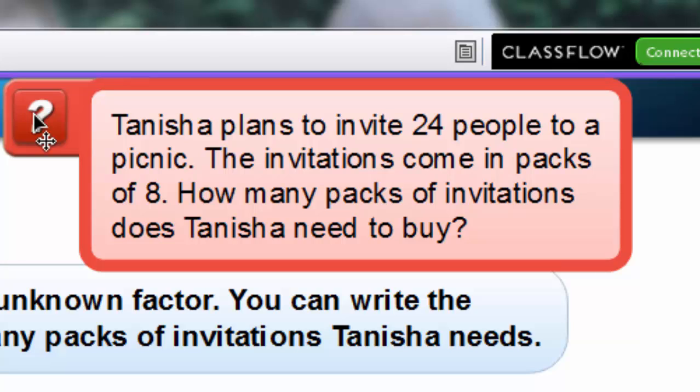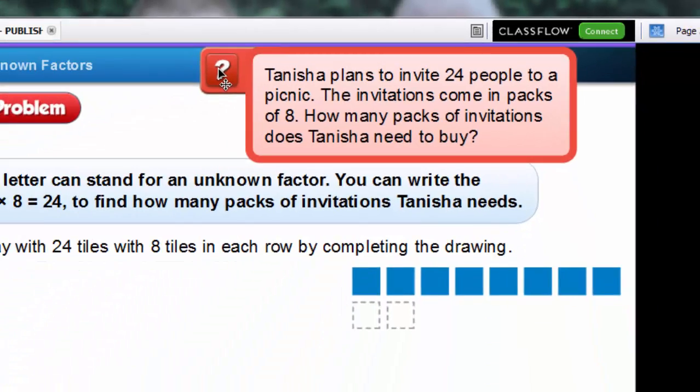Now, boys and girls, this is a real life problem. I have to throw birthday parties for my sons every year, and sometimes I need to figure out how many packages I need to buy if there's so many invitations and so many people that I'm giving them to. So here we have a real life problem that Tanisha needs to solve. She wants to invite 24 people to her picnic. She has the invitations that come in packs of 8. So we need to help her figure out how many packs of invitations she needs to buy.